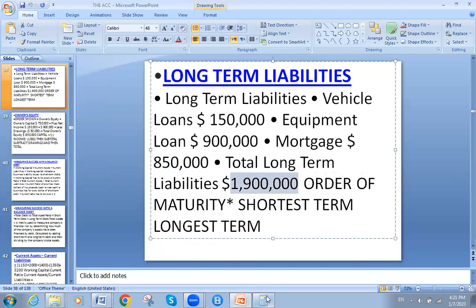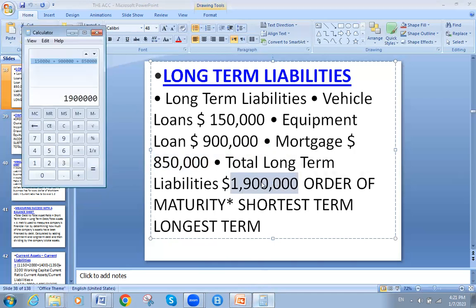Look at the number on the calculator and the highlighted number, 1,900,000. Here is 1,900,000. So you also have to sum up all the long-term liabilities together, exactly like what you did for the assets, you will do for the liabilities. Perfect.